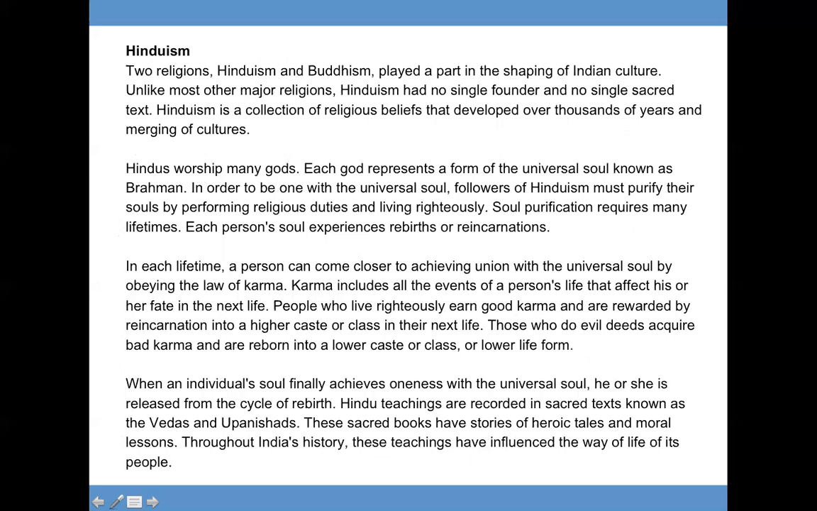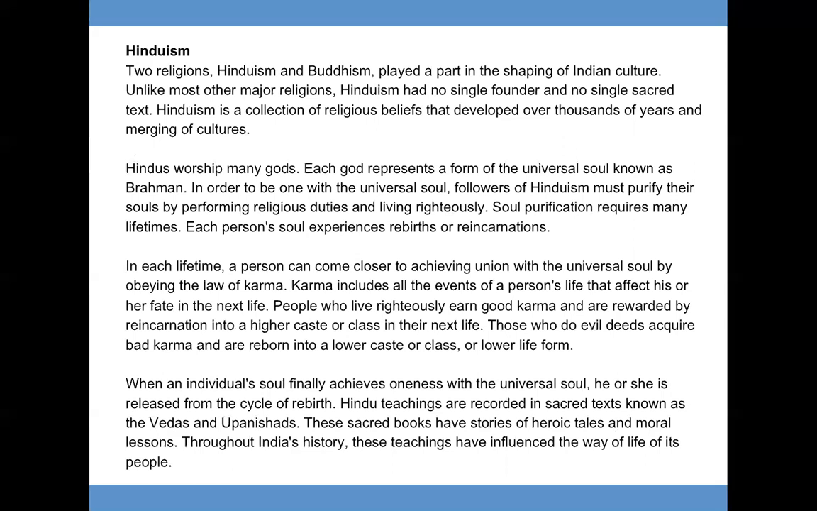Hinduism. Two religions, Hinduism and Buddhism, played a part in the shaping of Indian culture. Unlike most other major religions, Hinduism had no single founder and no single sacred text. Hinduism is a collection of religious beliefs that developed over thousands of years and the merging of cultures. Hindus worship many gods. Each god represents a form of the universal soul known as Brahman. In order to be one with the universal soul, followers of Hinduism must purify their souls by performing religious duties and living righteously. Soul purification requires many lifetimes.